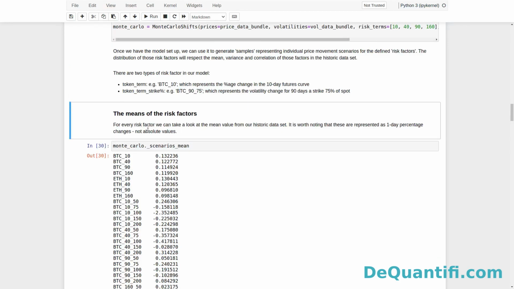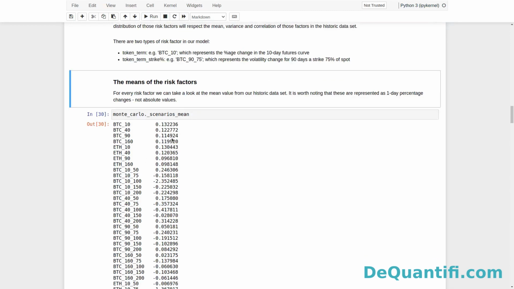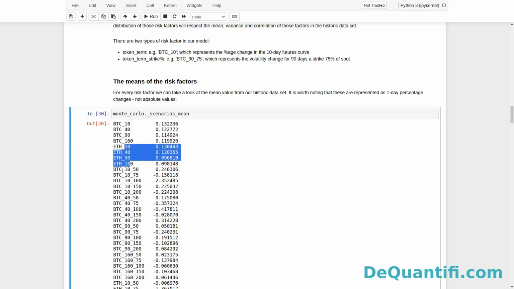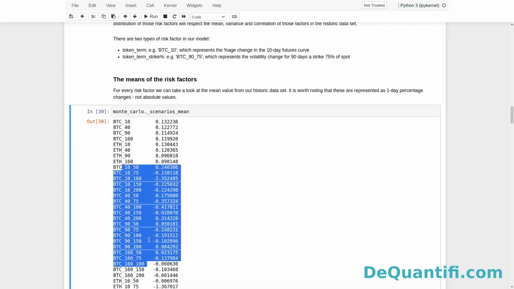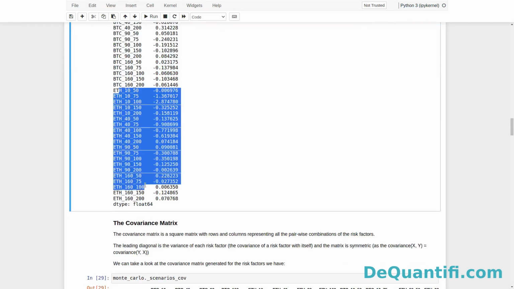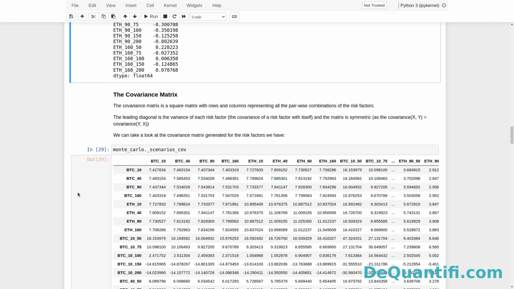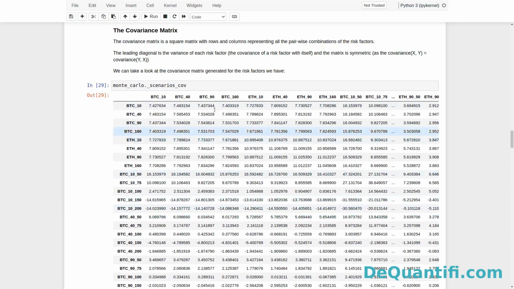We can take a look at the means that have been calculated for these risk factors. So here we see the average changes for our Bitcoin futures, our Ethereum futures, our Bitcoin volatility surface, and our Ethereum volatility surface. At the same time, as part of the model, we also calculate the covariance matrix. So this is a square matrix, and the terms on the leading diagonal are the variances of each of our risk factors. And then on the off diagonal, we have the covariance between any pair of risk factors.